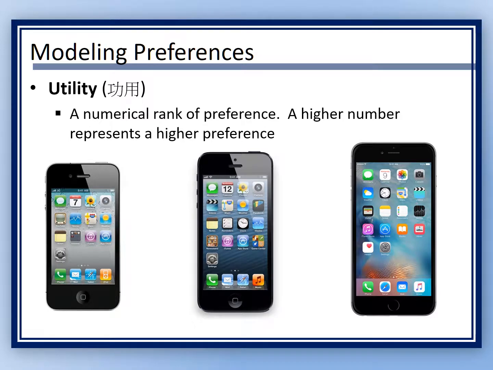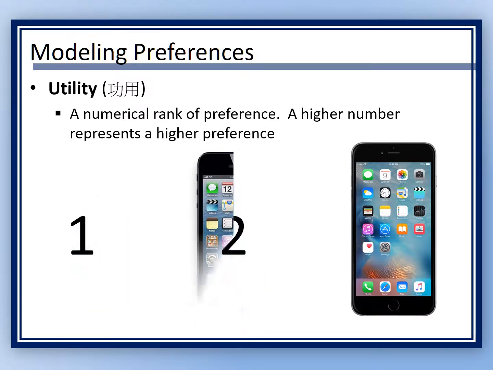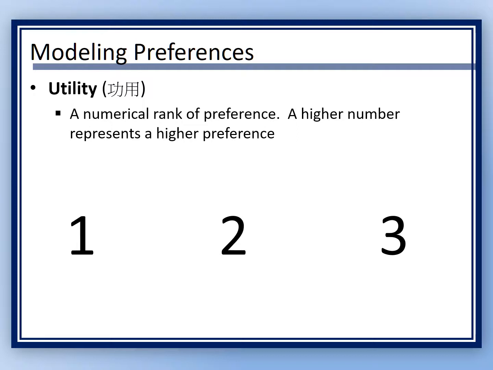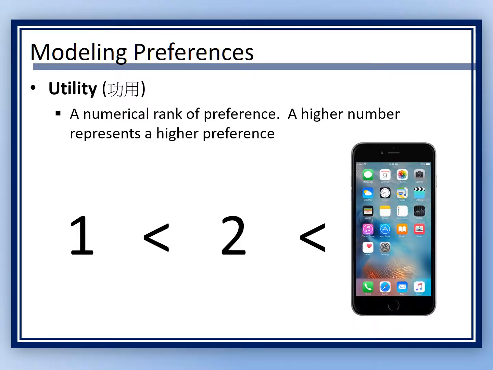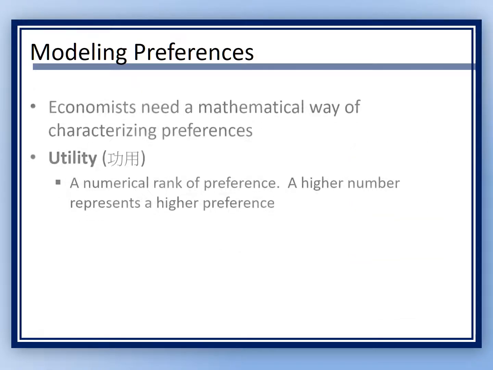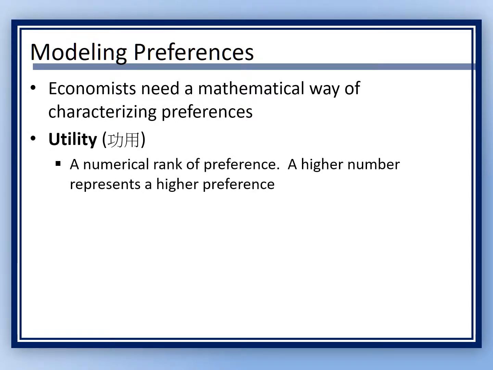So let's say you have iPhone 4, iPhone 5, iPhone 6. You could use 1, 2, and 3 to represent them. And since 3 is bigger than 2, 2 is bigger than 1, that means the iPhone 6 is the best. That's the whole idea of utility. It came from a time before economists started using calculus. It's just a way to rank things. Actually, I would say it possibly came before anyone wanted to call themselves economists even. So it's just a very simple idea. Rank things by numbers.